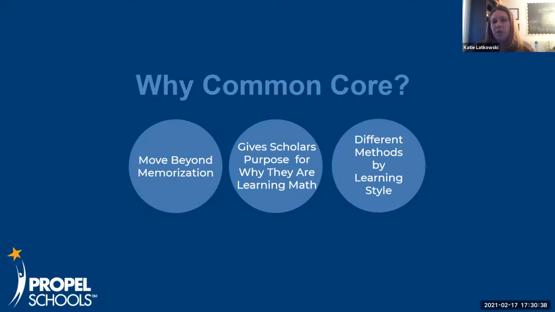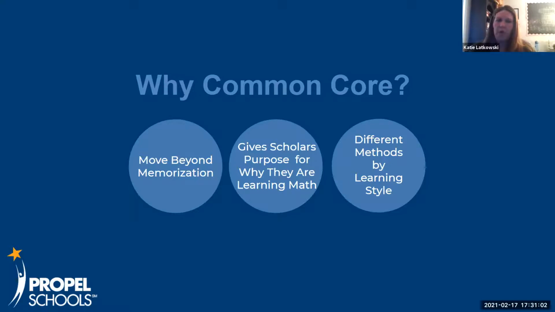But now there's that push for being able to explain why. Why does my answer make sense? Why is this answer this way? Why is 3 times 3 9? I know personally, when I was in school, I just knew 3 times 3 was 9 because it was. I don't know if I ever really grasped the concept that it's repeated addition.